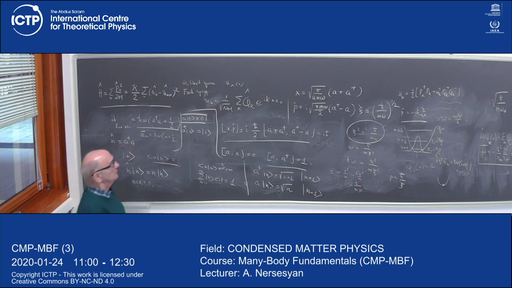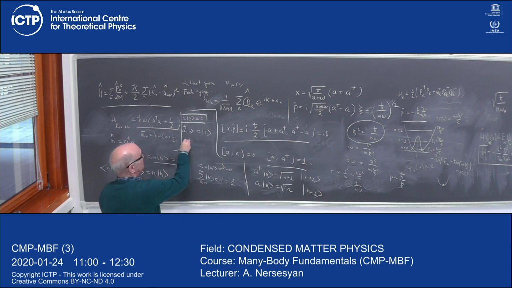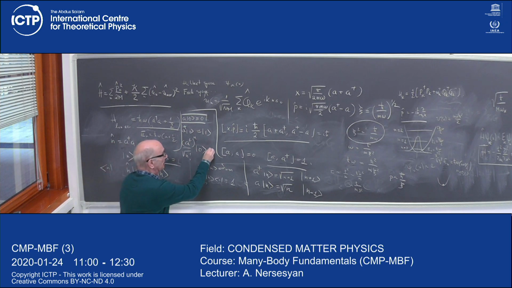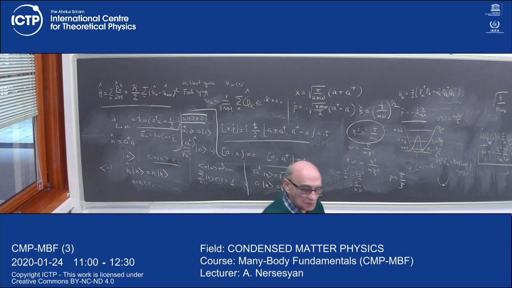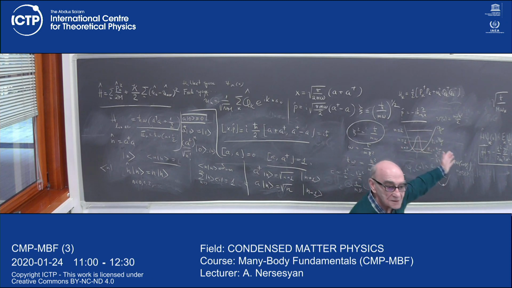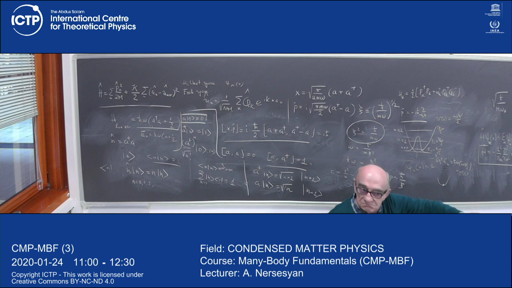You can go further and, for instance, build up such an object: (A dagger)^n over the square root of n factorial, acting on |0>. This is for normalization. We have n quanta in this state. You can call it |n>. So you can build, it's a very well fine-tuned theory. The levels are equidistant. The distance is h omega.